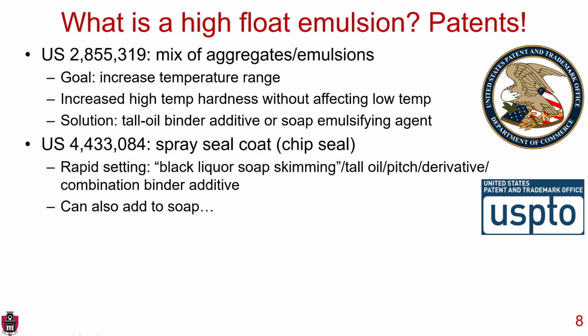And this is in contrast to the 2.8 million patent above, which was a mix. So it was a slower set. It was probably a medium set emulsion. It may have been a slow set emulsion. But this new one, the 4.4 million, is a rapid set. And you can either put the additive into the asphalt binder or you can add it to the soap.